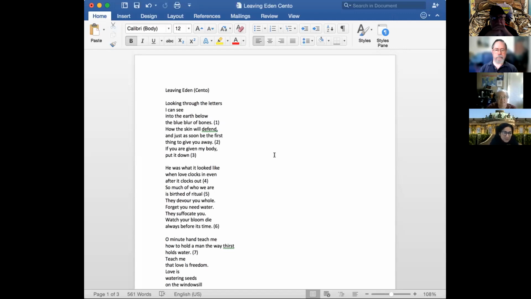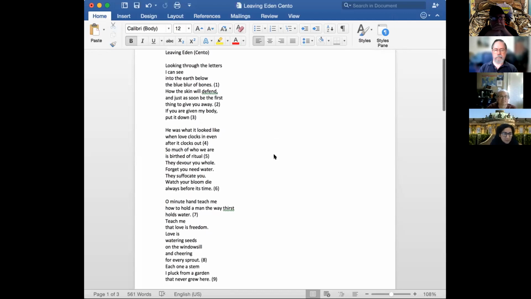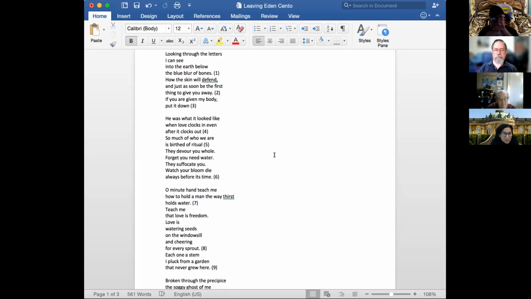Looking through the letters, I can see into the earth below, the blue blur of bones. How the skin will defend and just as soon be the first thing to give you away. If you are given my body, put it down. He was what it looked like when love clocks in, even after it clocks out. So much of who we are is birth of ritual. They devour you whole, forget you need water, they suffocate you. Watch your bloom die, always before its time.